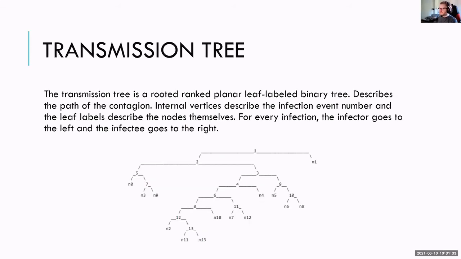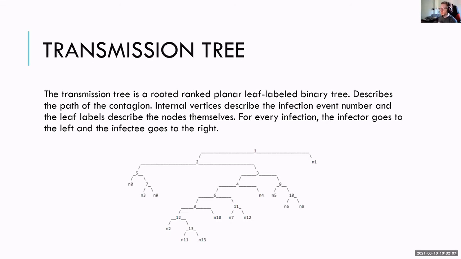So the transmission tree is a rooted, ranked, planar, leaf-labeled binary tree. It is rooted because it has a root, and it is ranked because the internal labels increase as you go down in the tree. It's planar because it's two-dimensional. Leaf-labeled means that all the leaves are labeled by their respective node label, and it's binary because every node only has 2 children.